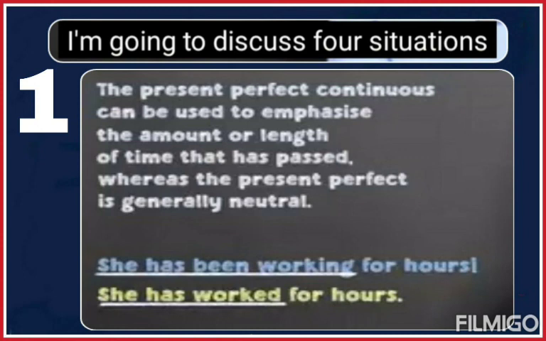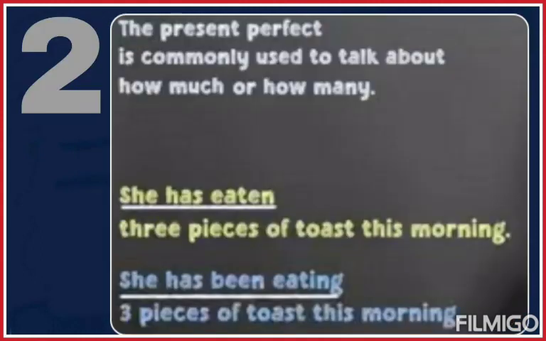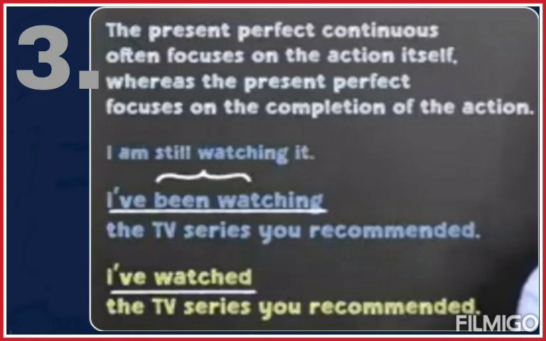Present perfect continuous tense can be used to emphasize the amount or length of time that has passed, whereas present perfect is generally neutral. Okay, and we all know that present perfect continuous tense is used to talk about a continuous but not necessarily finished action or situation, whereas present perfect tense is used to talk about a finished action or situation.